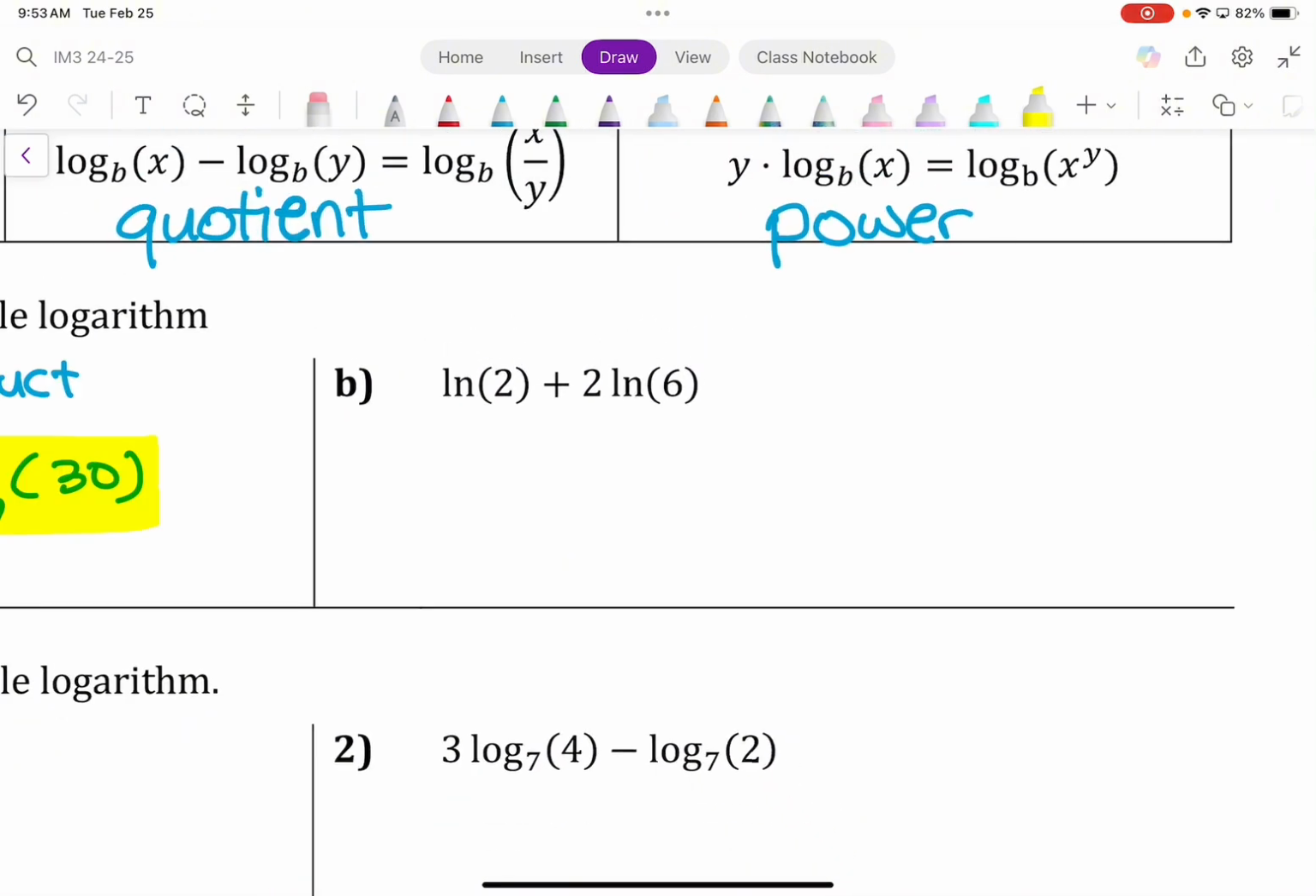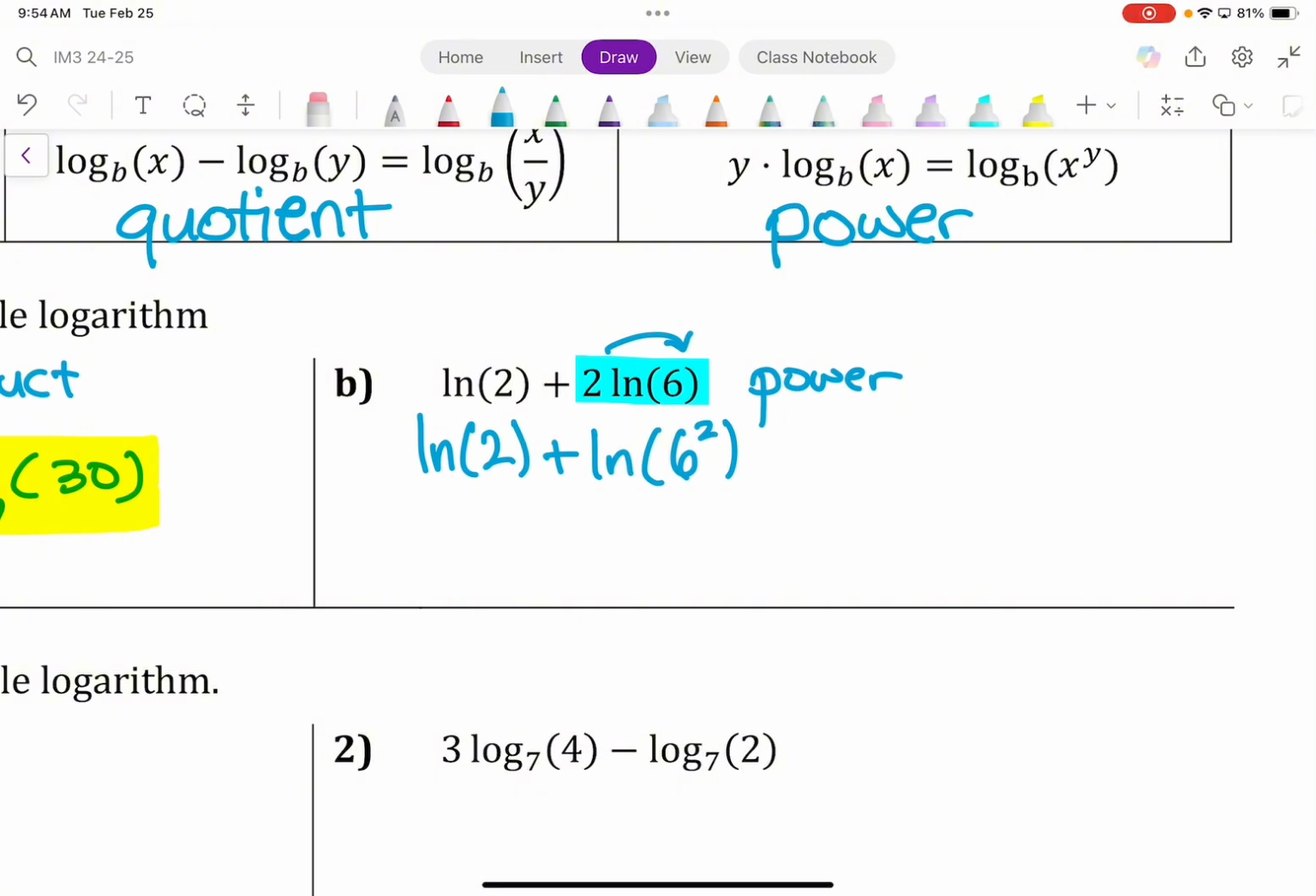Next, you will probably see ln, and ln is just the same as a regular logarithm. It doesn't really change how you solve it. For this problem, first, we're actually going to use the power rule because we have that 2 as a coefficient for 2 ln of 6. And so how we're going to rewrite this is the following. We're going to write this as ln of 2 plus ln of 6 to the second power, like that. Remember that any coefficient we can throw back into the mix as an exponent.